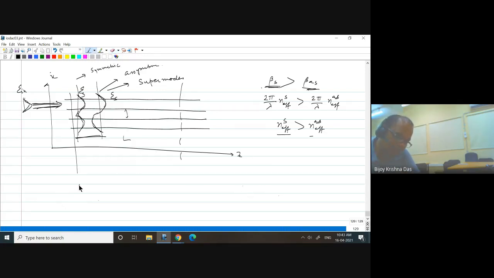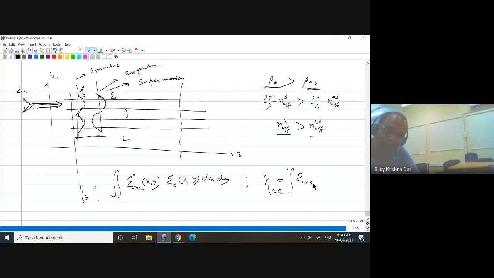Okay, I'm just trying to get an overlap integral for the symmetric mode. What will I be getting? The overlap integral of E incident star xy with E symmetric mode xy, dx dy. Then I will also calculate A_AS. What will that be? That will actually be E incident star xy, with some proportionality constant there.